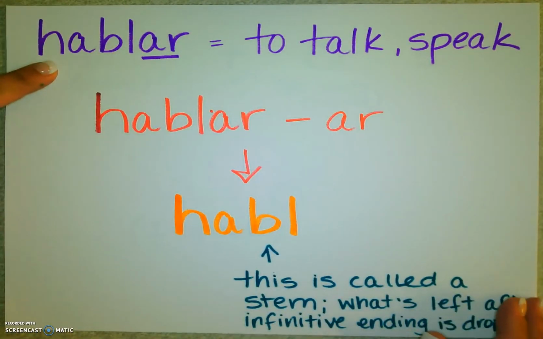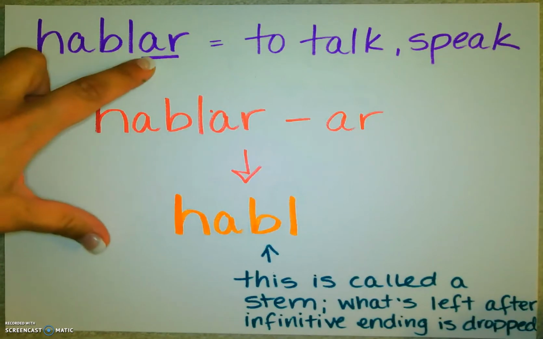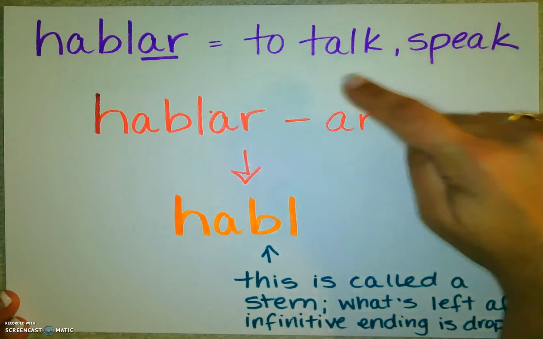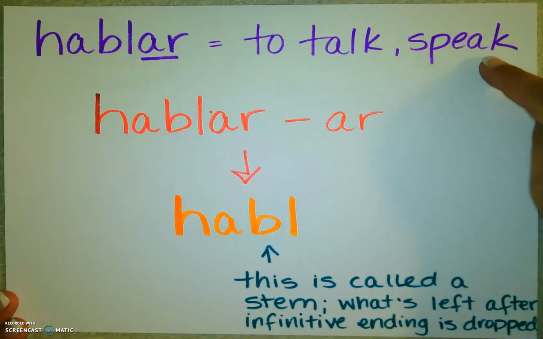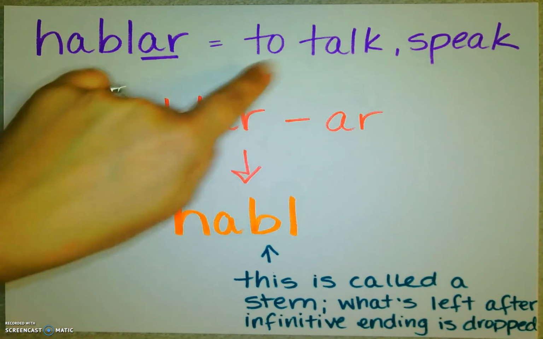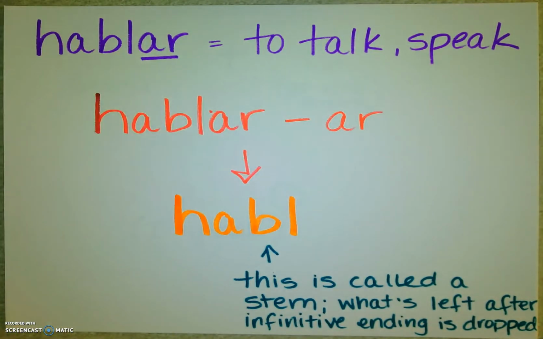Hablar es un verbo de AR. It ends in AR. In inglés, significa, it means to talk or to speak. To conjugate a verb means instead of just saying to talk, someone will actually be doing the action. I talk, he talks, we talk.